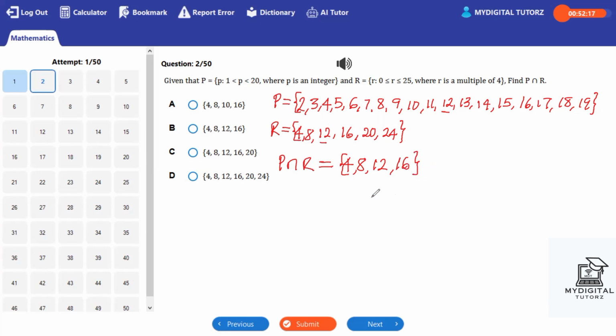So you can say now that the elements common to P and R, which is P intersection R, are 4, 8, 12, and 16. Where is that? 4, 8, 12, and 16. That is option B. I hope it is understood. So that is question 2. Let's look at question 3.